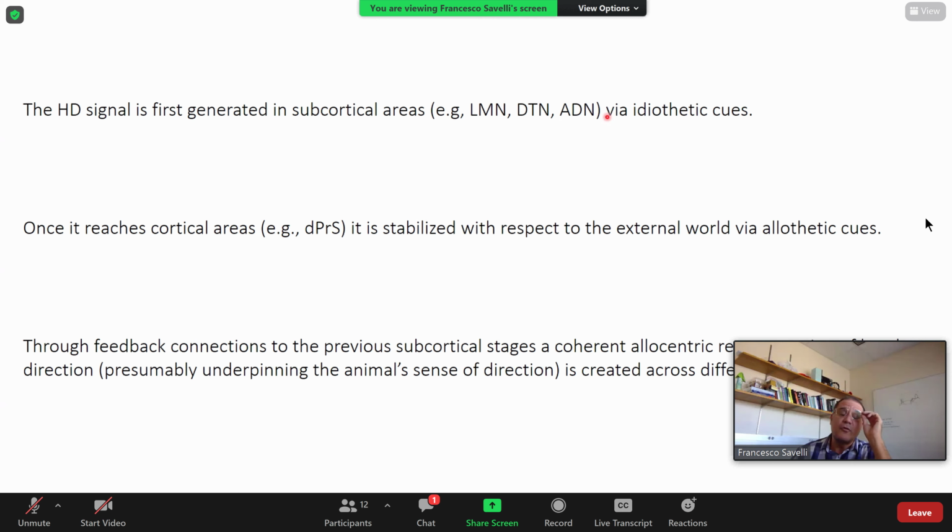It's a case study where you just see this head direction cell system that almost certainly has something to do with our inner sense of orientation. And they have these very interesting computations that bring together idiothetic cues and allothetic cues. But now we know that there is this kind of division of labor between subcortical areas and cortical areas.